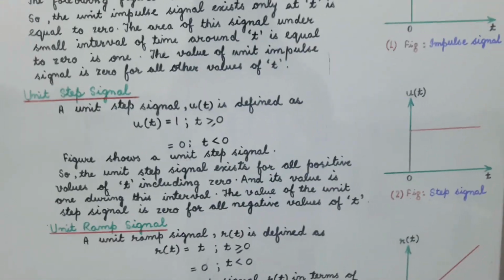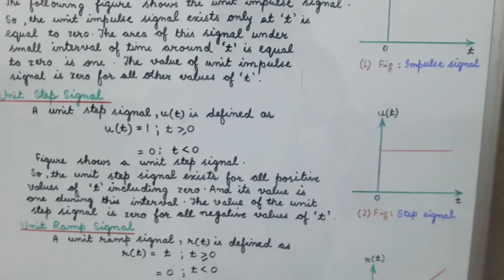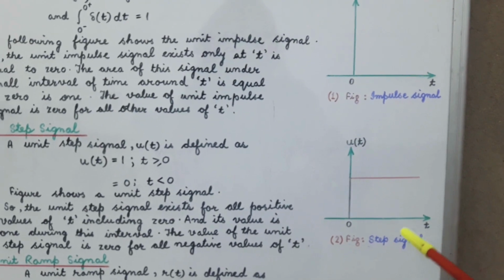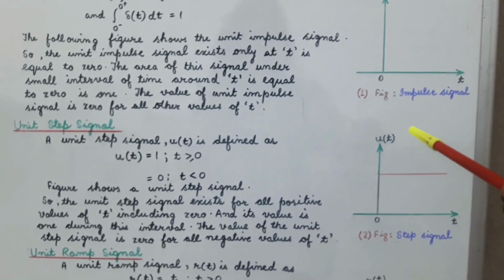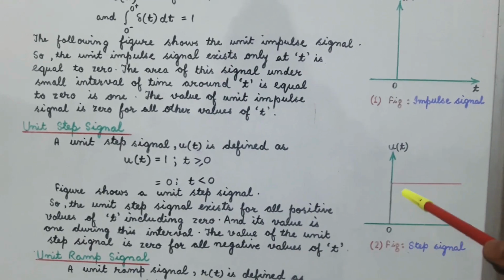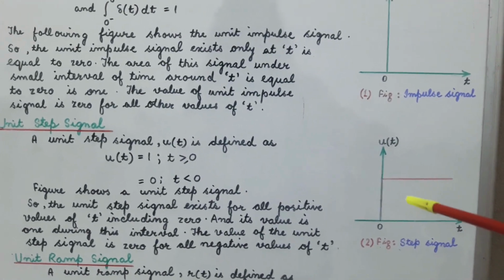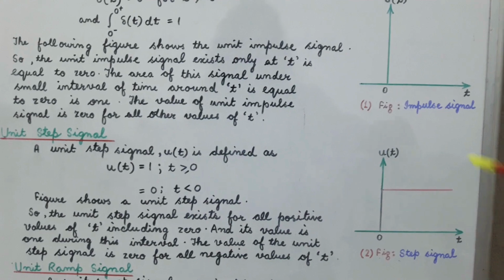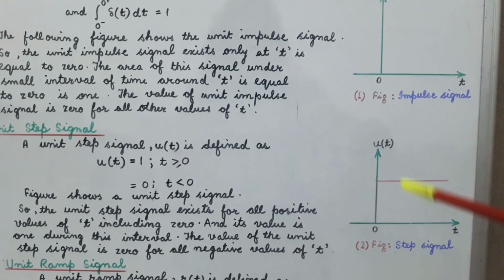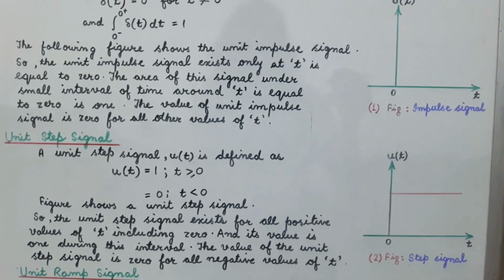Graphically, a unit step signal can be denoted as shown in the second figure. From this figure we find that the value of u(t) is 1 when the value of t is equal to 0, and also when the value of t is greater than 0, and the value of u(t) is 0 only when t is less than 0. So, this is the graphical representation of a unit step signal. That is, from this figure we find that a unit step signal is 0 for all negative values of t.